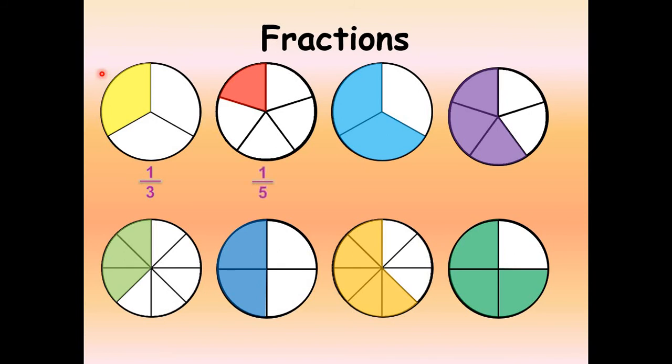The second one here is 1/5. 2/3, 3/5, 3/8, 2/4, because it's 2 out of 4 pieces, 5/8, we have 5 coloured in out of 8 pieces, or 3/4 at the end, because we have 3 pieces coloured in out of the whole 4 that there are.